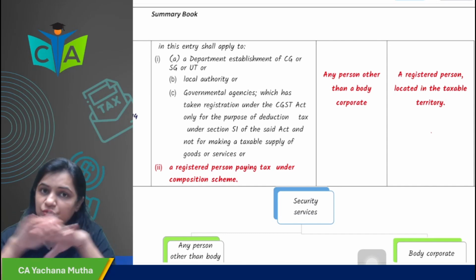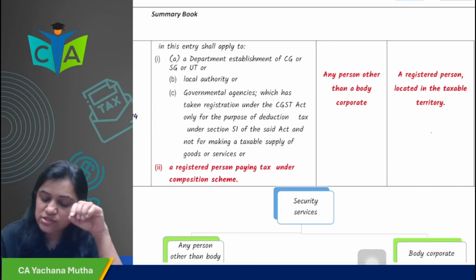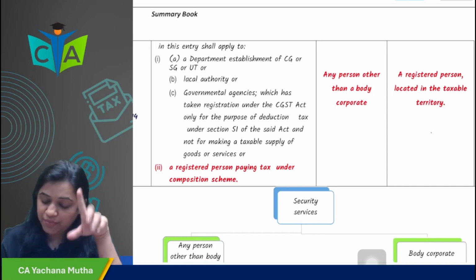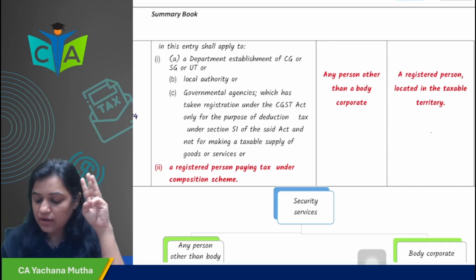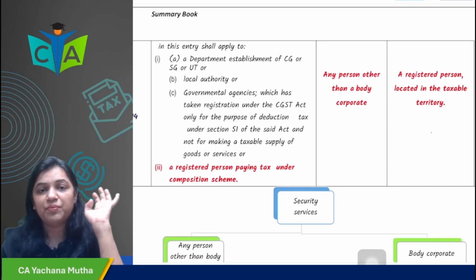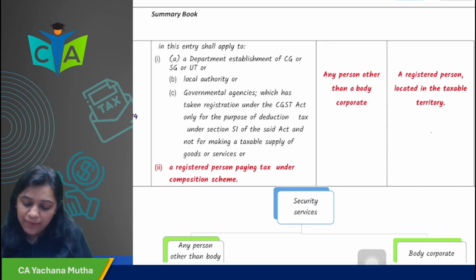So in case of reverse charge, there is only one possibility in case of renting of motor vehicle where reverse charge applies. What is that one possibility? When the GST is payable at the rate of 5%, the supplier is other than a body corporate and the recipient is a body corporate, then reverse charge is applicable. The person liable to pay GST is the recipient. So I hope it is clear.